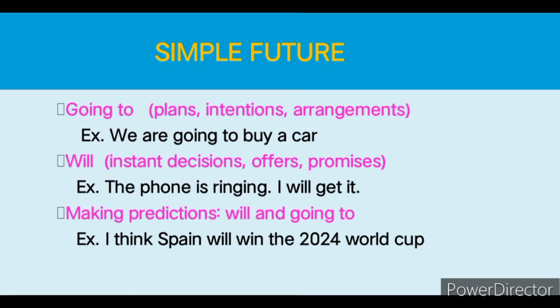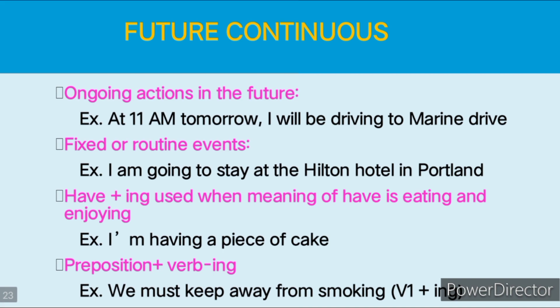Here, "will" and "going to" are useful for making predictions. For example, I think Spain will win the 2024 World Cup. Dear friends, now we will study the uses of future continuous. This tense is useful to show ongoing actions in the future. For example, at 11 a.m. tomorrow, I will be driving to Marine Drive.